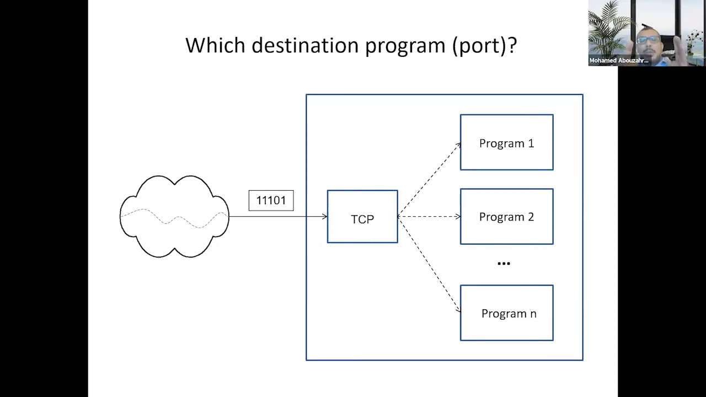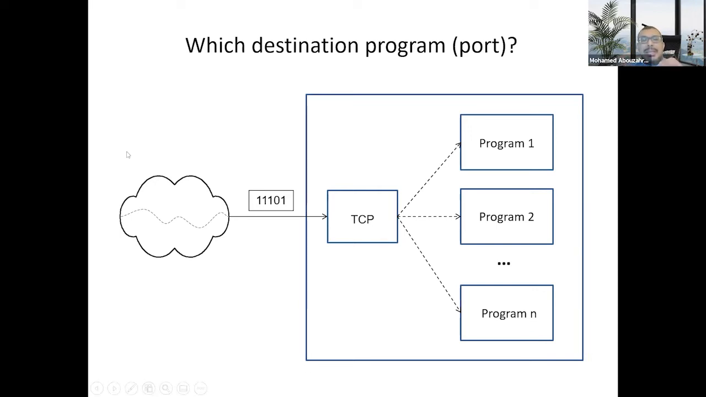So when data comes to your computer, how will it know which application to go to? How will it know that this is audio data, so it should go to your audio application, or it is video data, so it should go to your video application, or it's web browsing, so it should go to your browser? How does the data differentiate between the different applications?